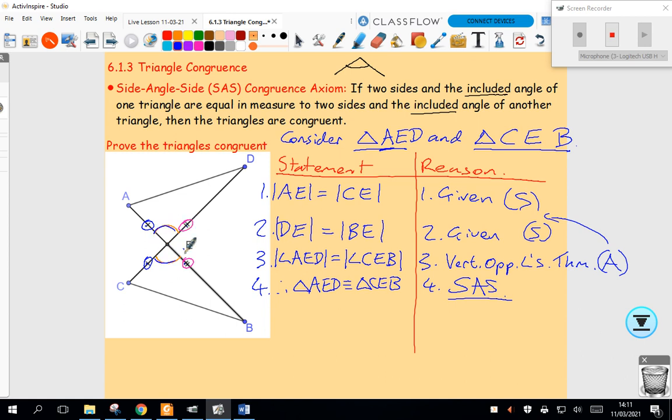So we have a pair of sides and the included angle congruent to a pair of sides and the included angle in the other triangle. By the side angle side congruence axiom, those triangles have to be congruent, which means, of course, that that angle would have to equal that angle. This angle in here would have to equal this angle in here, because corresponding parts of congruent triangles will be congruent too.